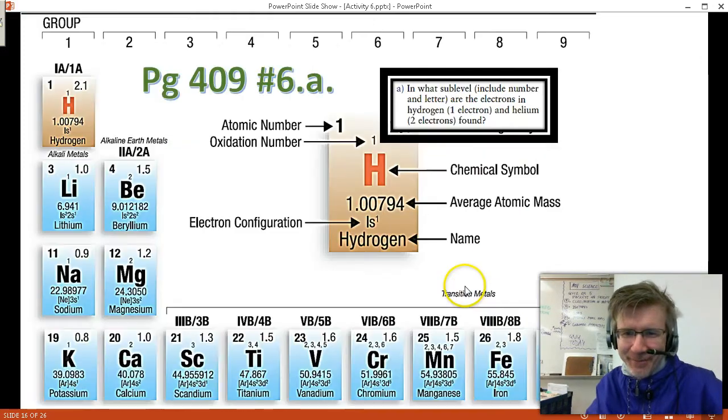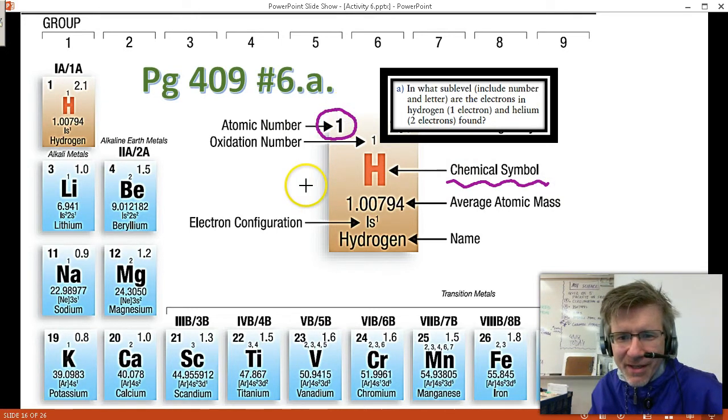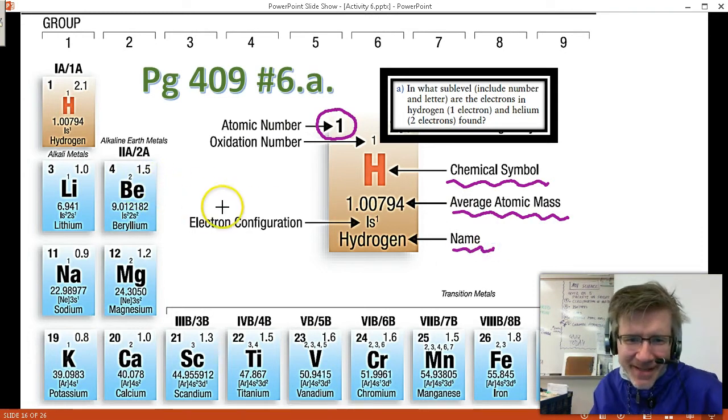So check this out. All right. So here's that new periodic table I was talking about. It's got a little more information here for each element, and in particular, here's the chemical symbol. We're familiar with that. Here's the atomic number, also equal to the number of protons, also equal to the number of electrons. We've got the average atomic mass. We're familiar with that. We're familiar with the name of the element, but this is the new stuff.